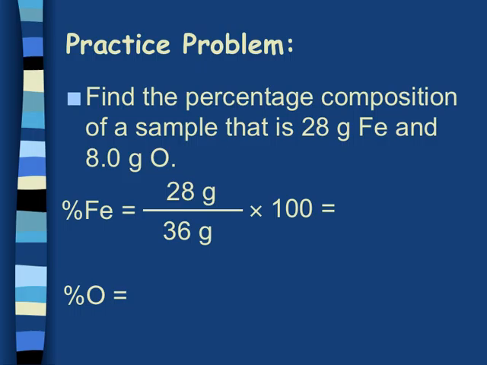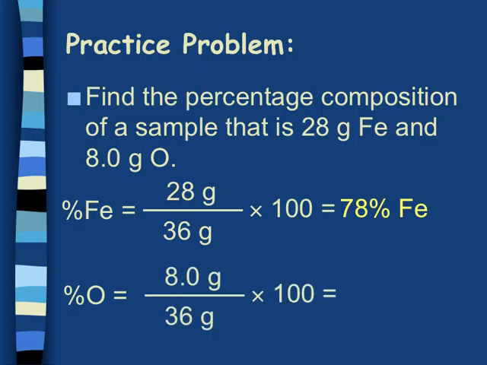Talk to your people. See if you agree. I'm hearing a lot of 78%. Good. It's 78%. Now what do we do for the oxygen? We're going to take the mass of the oxygen divided by the mass of the sample times 100, and what do you get there? Calculate that out. You should get 22%. Does this add up to 100? Yeah. Okay.